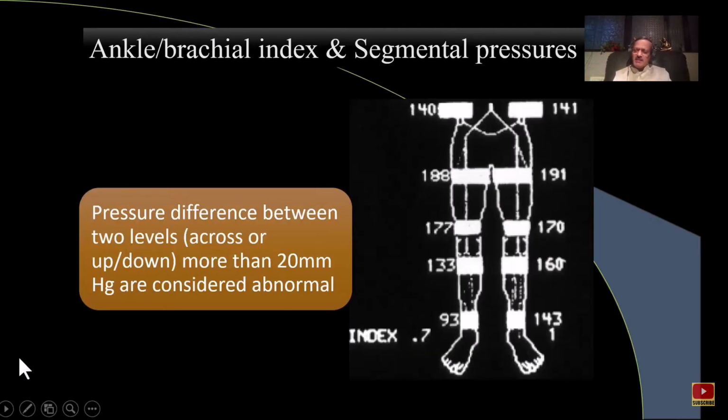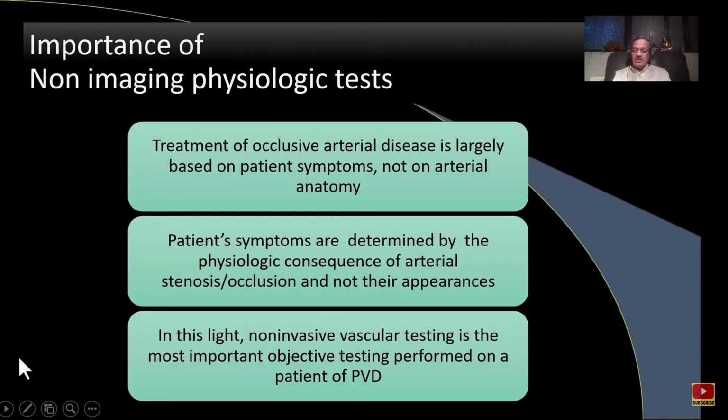We can also take segmental pressures in the upper thigh, lower thigh, upper calf, lower calf. And if there's a fall in the segmental pressure, this again gives us a clue as to where the disease is. Typically, as we know, if there's a fall at one point, the disease is likely to be proximal to that. So with these clues, we go ahead.